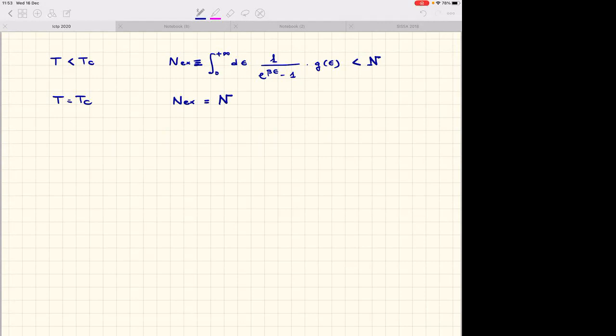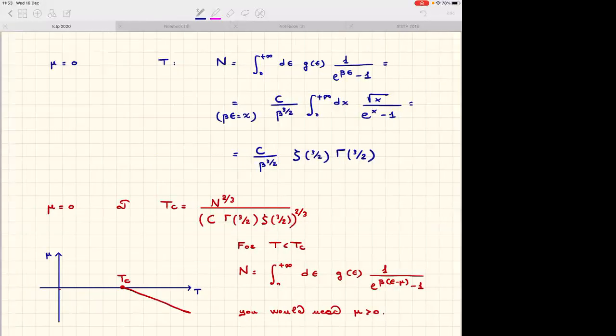And therefore, I cannot satisfy this equation with a chemical potential that is equal to 0, right? But the chemical potential cannot be positive. I cannot cut through this line and make the chemical potential become positive. It would be meaningless physically. So what is going on here?